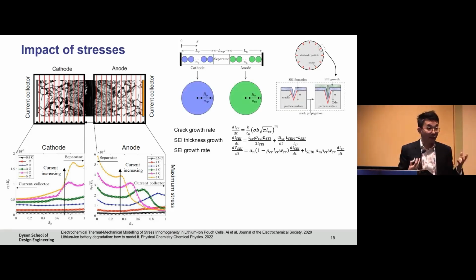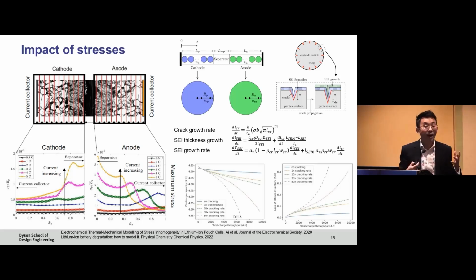Now, in our continuum model, we can then take that stress and integrate it with a crack model. We typically use something called Paris law to describe how a crack grows over time, and then relate that new surface area that we've generated to the growth of the SEI layer, and then ultimately describe how the battery degrades over time. And we've got all of this integrated into PyBaMM.